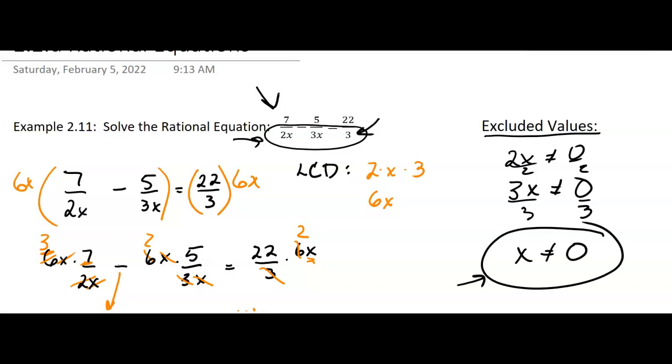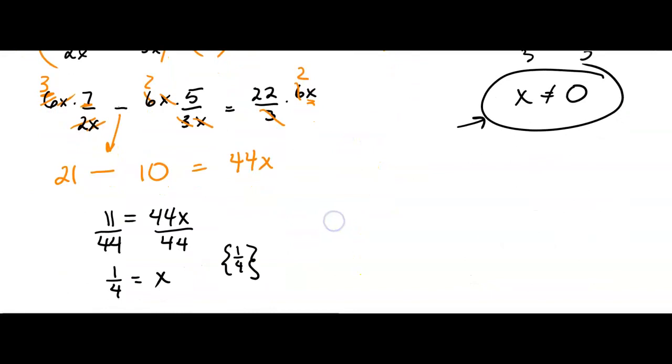Now, we went through and we solved the equation, and we got an answer of 1/4. Well, that's not 0, so we're okay. So this is a lovely answer. We just have to make sure at the end that our answer is not an excluded value. Okay, you'll see some more examples.